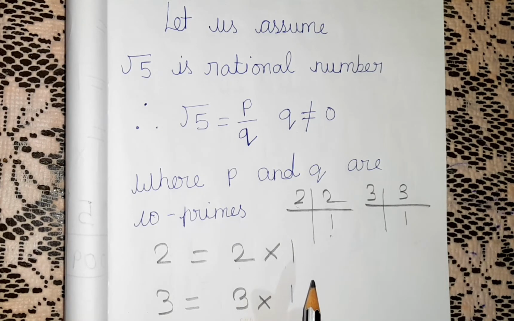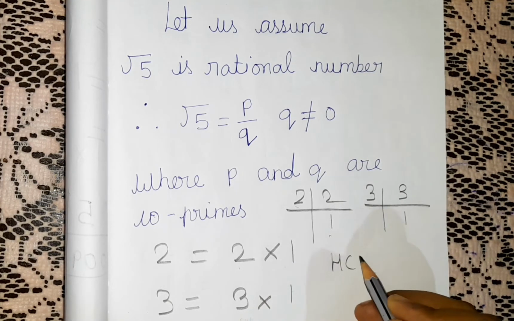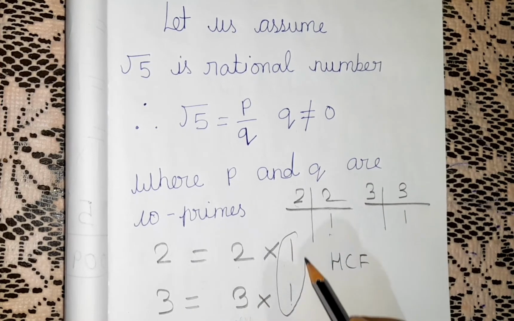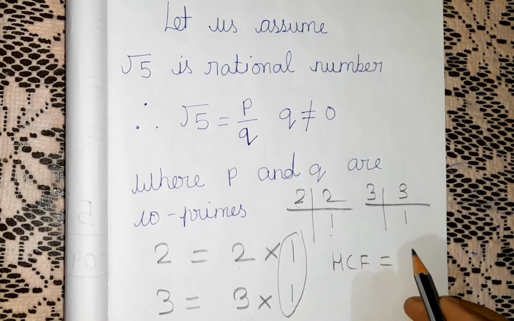So that 1 is co-prime. Okay, so now the HCF. Here, what are the common numbers? Here we have 1, and here also we have 1. So this is a common number. Okay, so HCF is equal to 1.